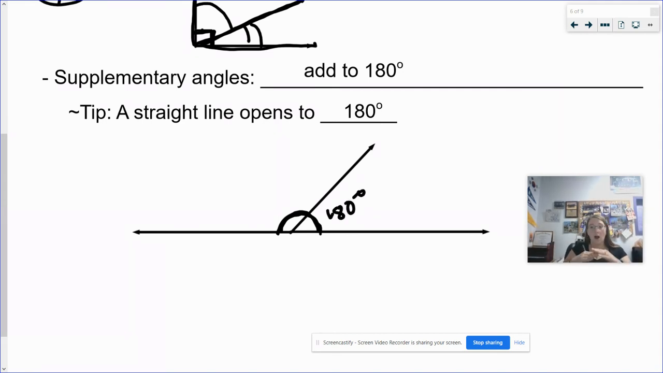So again, a straight line has 180 because when it opens up, if you follow the path of the tips of my fingers, I make this rainbow. My fingertips made a half circle, which is 180 degrees. So again, supplementary angles add to 180. They make that straight line, which again is like half of a circle.